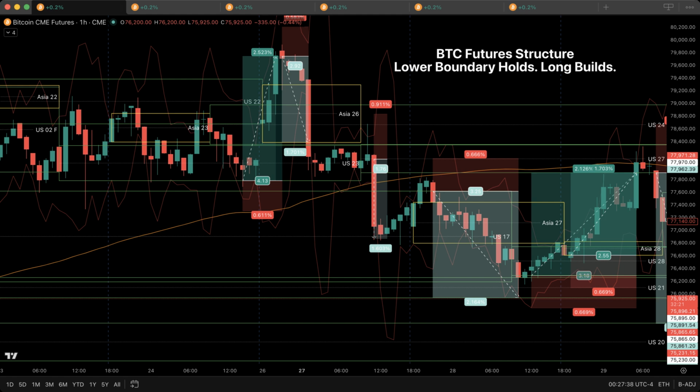You cannot chase every green candle. You need the lower boundary to hold. You need price to move away. You need the reaction to stay shallow.